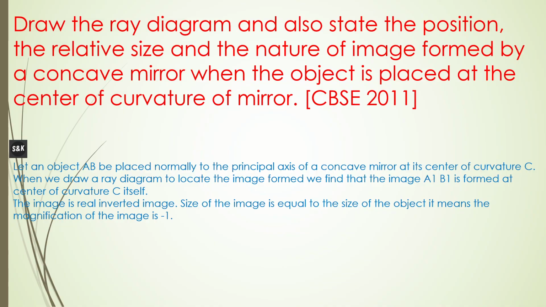Draw the ray diagram and also state the position, relative size and the nature of the image formed by a concave mirror when the object is placed at the center of curvature of the mirror. So let an object AB be placed normally to the principal axis of a concave mirror at its center of curvature C. When we draw a ray diagram to locate the image formed, we find that the image A1B1 is formed at the center of curvature itself. The image is real and inverted. The size of the image is equal to the size of the object. It means that the magnification of the image is -1. So if we place an object at the center of curvature, the image will also be formed at the center of curvature, but inverted, and the image will be the same size as the object, and real.